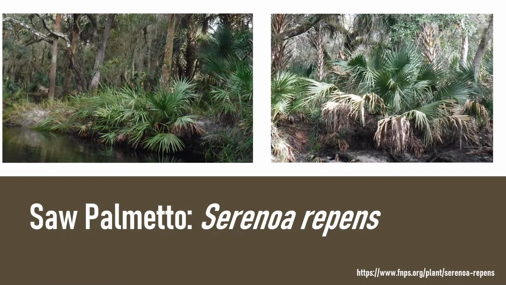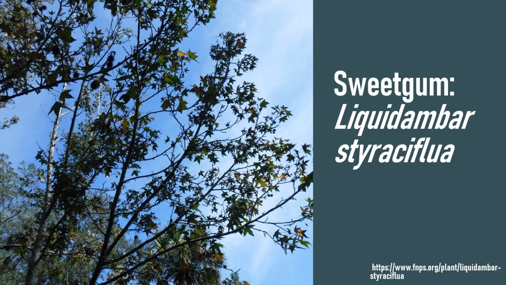Next is the saw palmetto or Serenoa repens. We've seen this in pretty much every ecosystem. It is everywhere in Florida, but a fun fact is that this is the only species in the genus Serenoa. Next, I have the sweet gum tree or Liquidambar styraciflua. These trees are often mistaken for maples because of the similar leaf shape between the two.